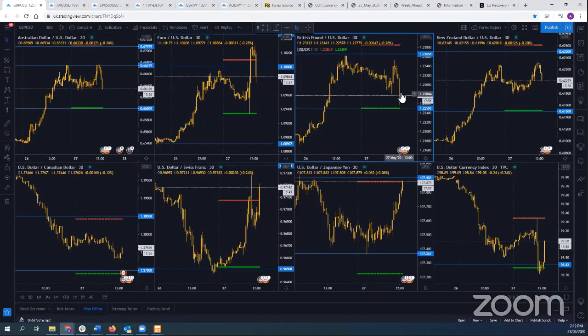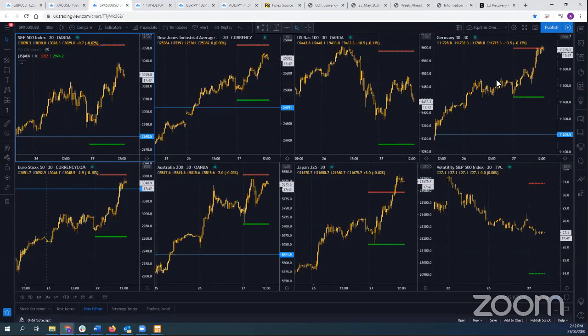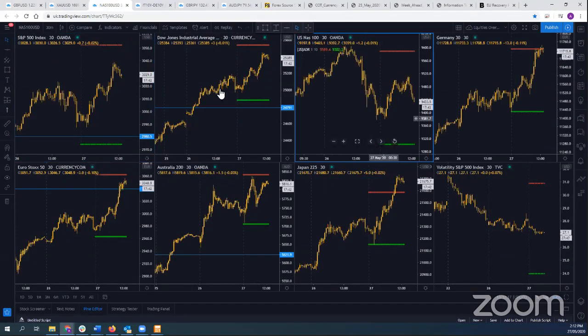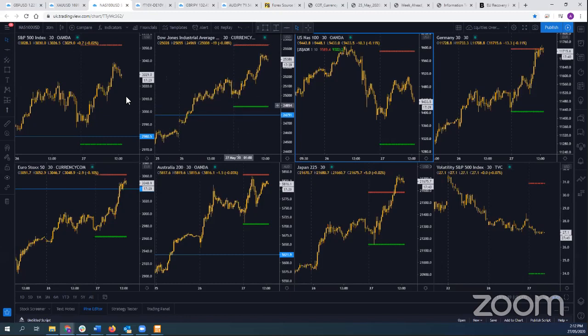So if you want to capitalize on the weakness in the pound, obviously this news should be seeing downside in the equity markets as well. Let's just quickly have a look. Not really seeing any big moves at this stage, some downside in the NASDAQ, nothing really major.